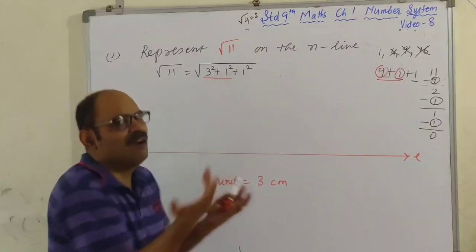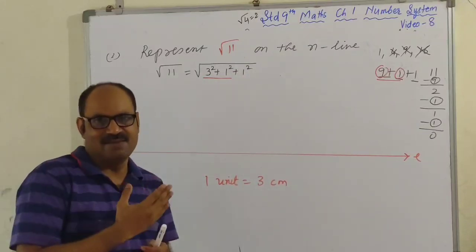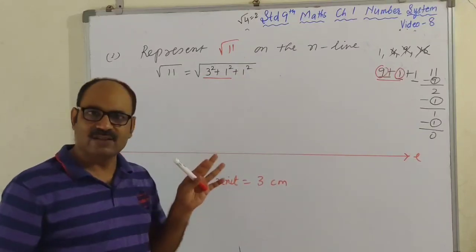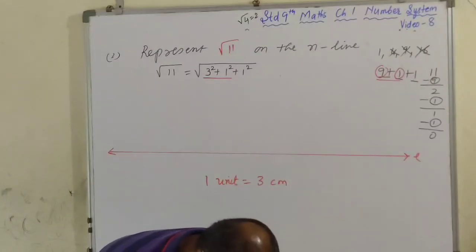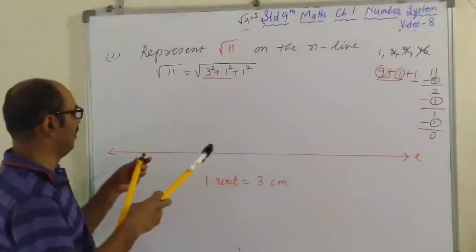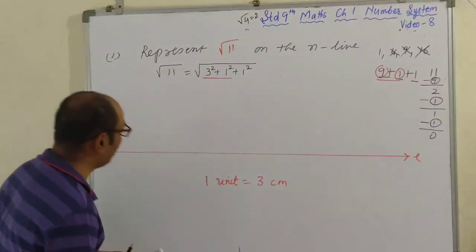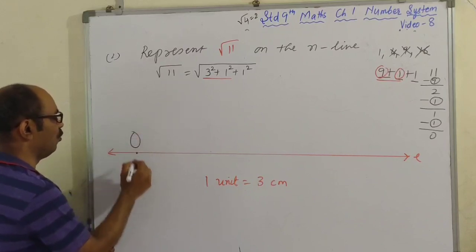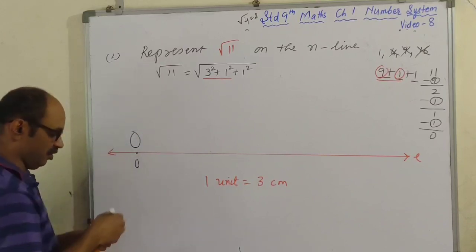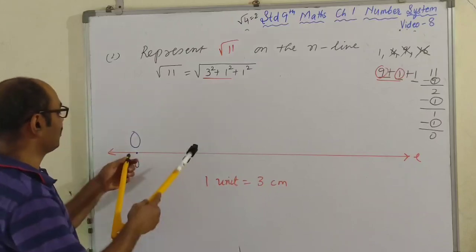Because I only have to draw 2 triangles. Less the number of triangles, you can choose the larger scale. Okay. Now suppose this is 3 centimeter. I'll start from here. First I have to take a point as the origin. I chose this origin, O for origin, and the number corresponding to origin is 0. I took this long scale.